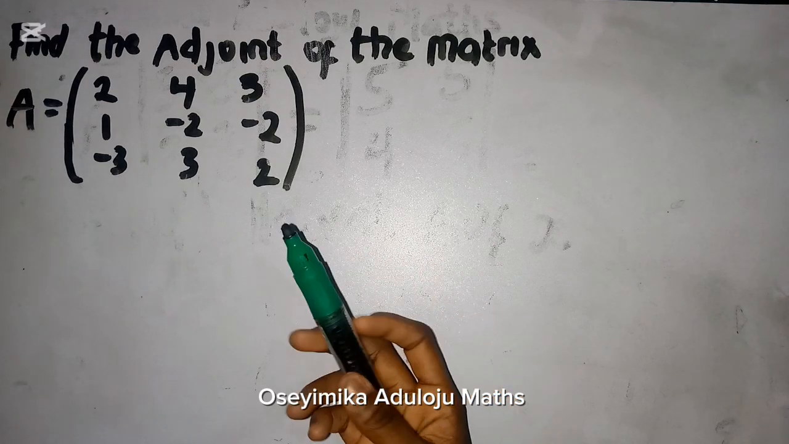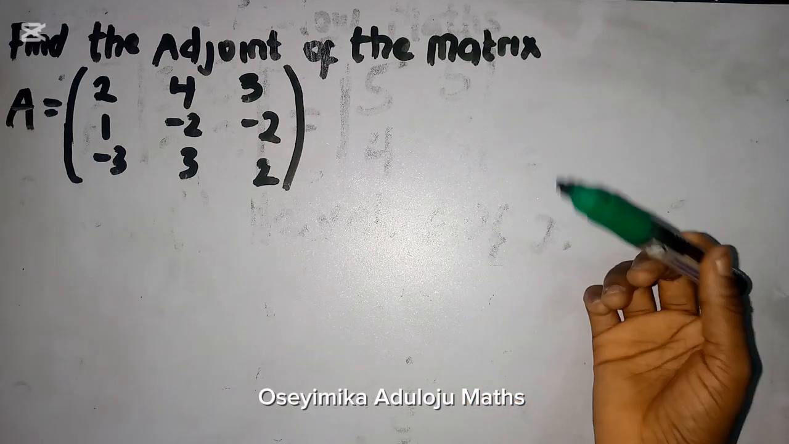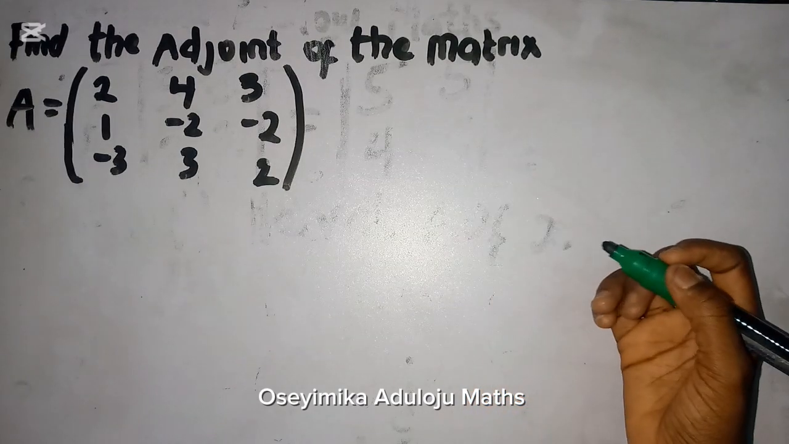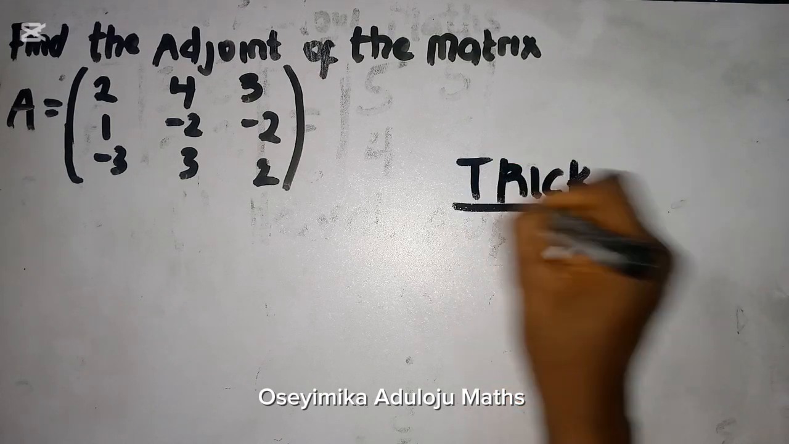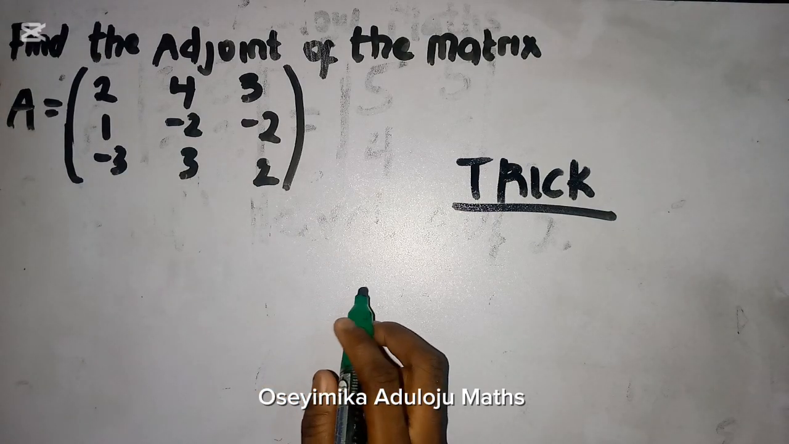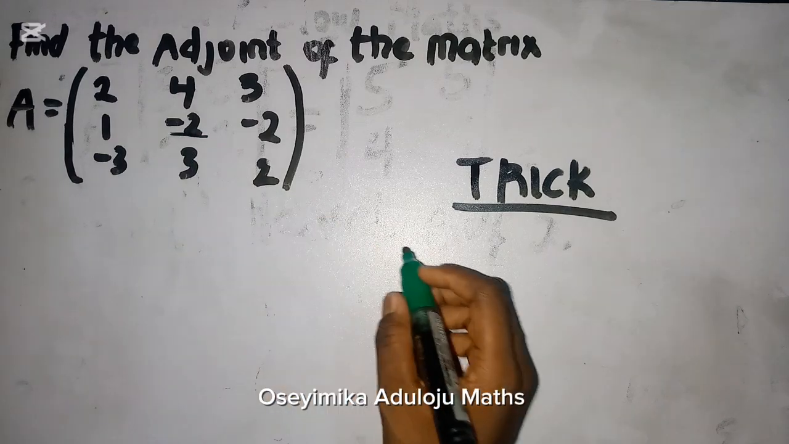So today we're going to be finding the adjoint of the matrix. I'm going to give you guys a trick to find the adjoint of the matrix. So let's start. To find the adjoint of this matrix in under 30 seconds, first what we're going to do is to start from this middle number.